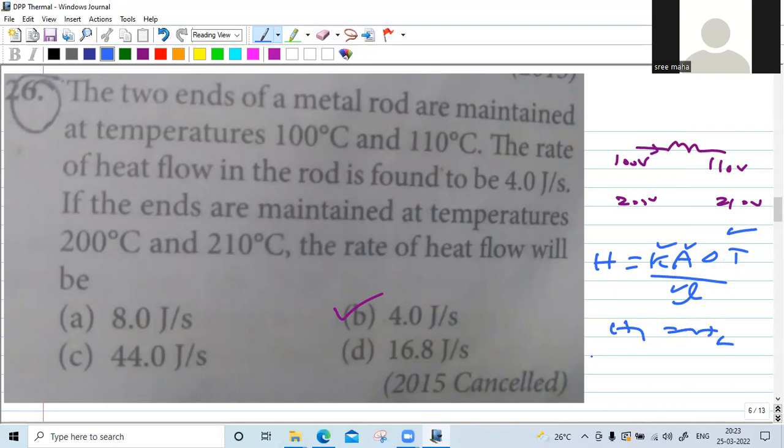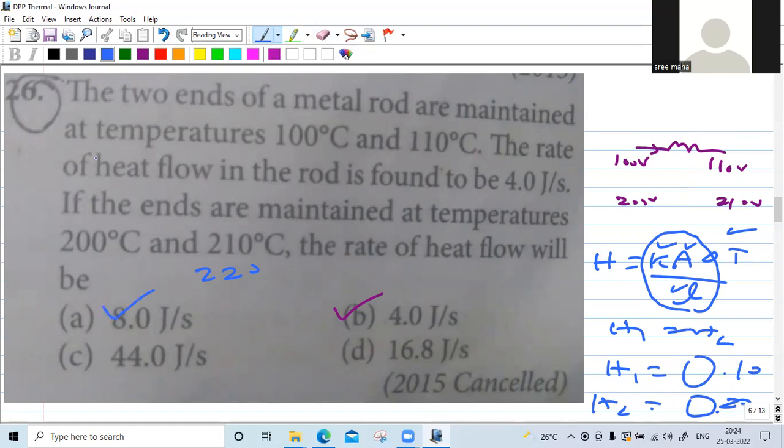Check the answer. But what if they had given, like, 220? Suppose this was 220, then delta T is different. So H1 is this constant factor times 10, and H2 is the same factor times 20. So H2 is 2 times H1. Then in that case, the answer will be 8. Got it, no?